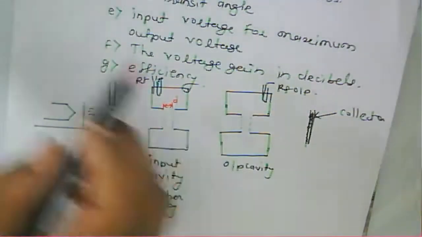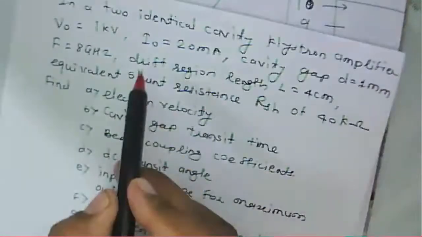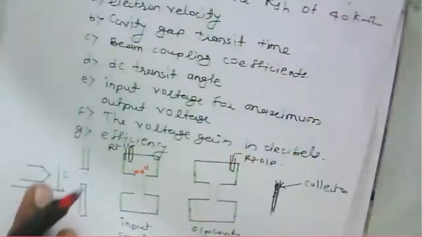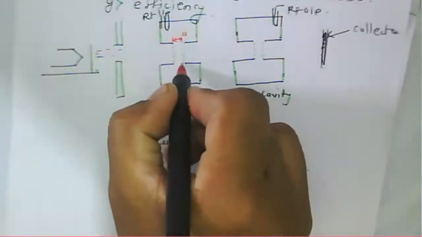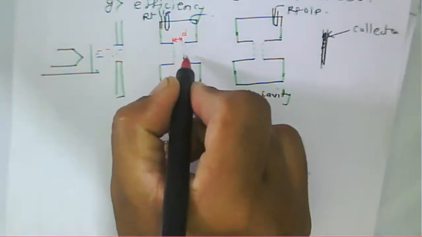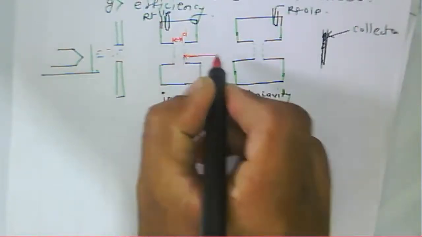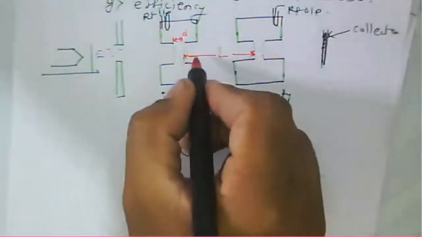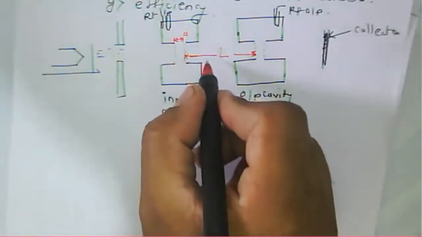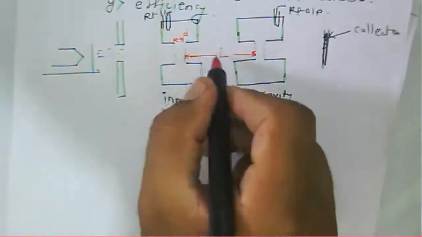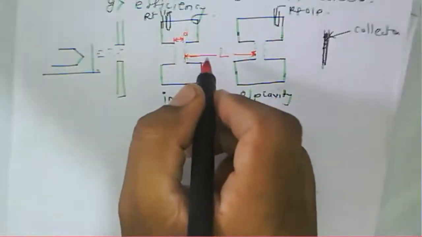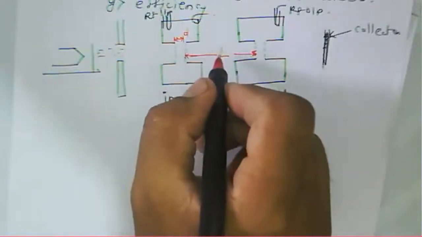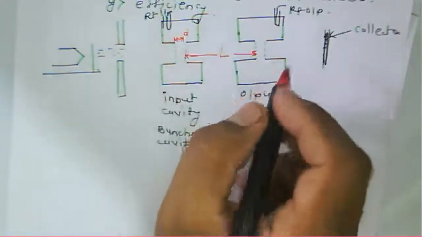This is called the drift region, and the drift region length is 4 centimeter. Drift region length means what? This one is the input cavity, and the gap from this to this is nothing but the length, or you can say drift region length, drift space, or interaction region. So this is your length L.